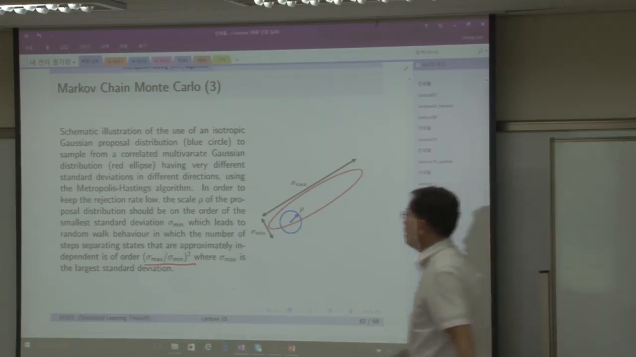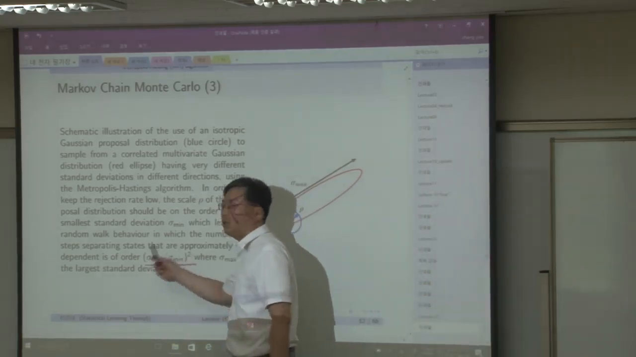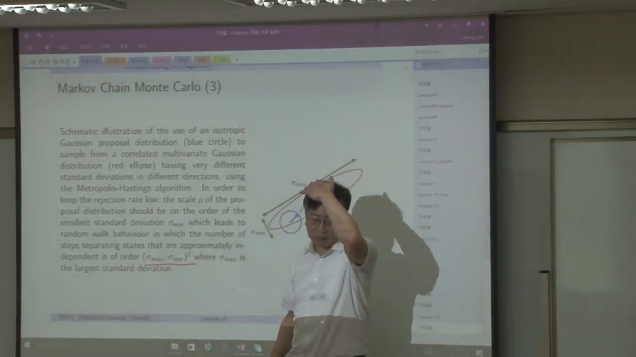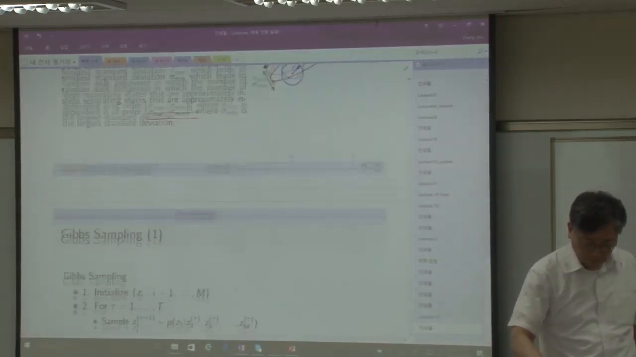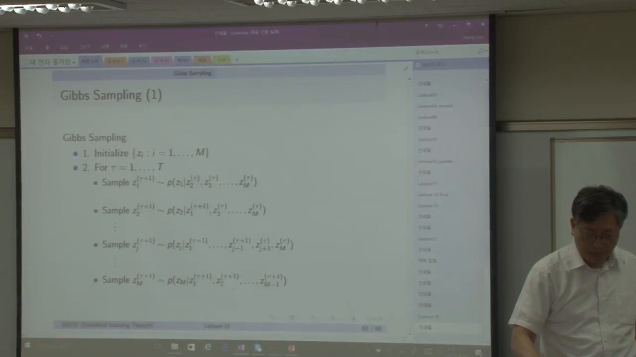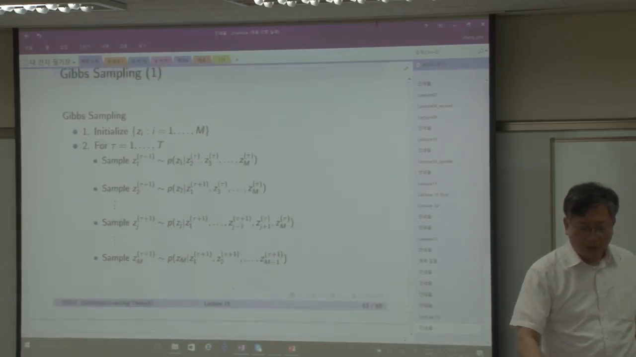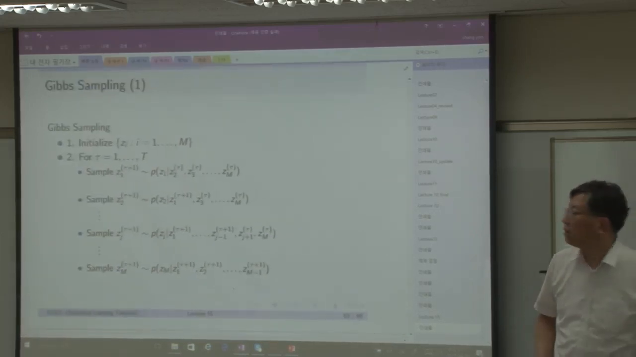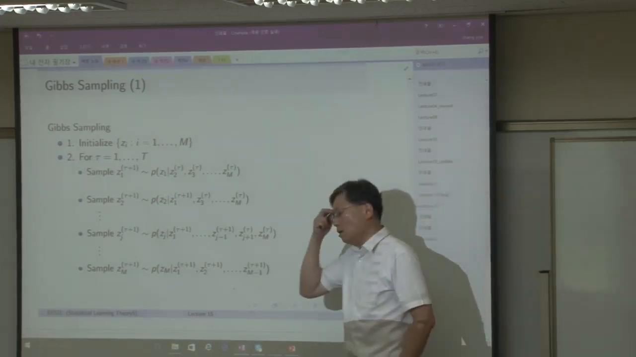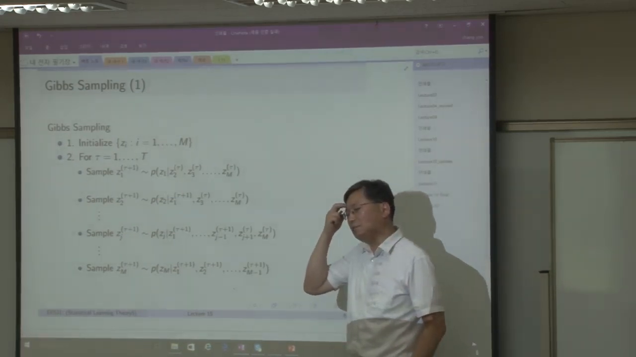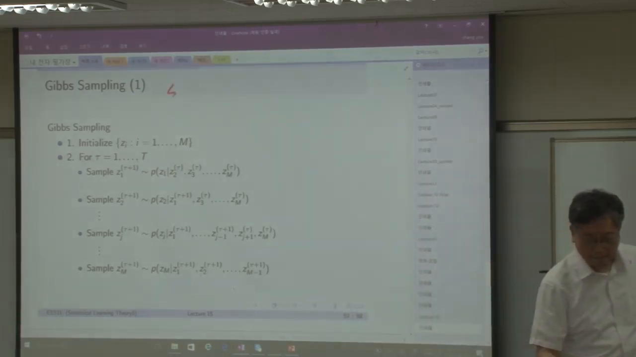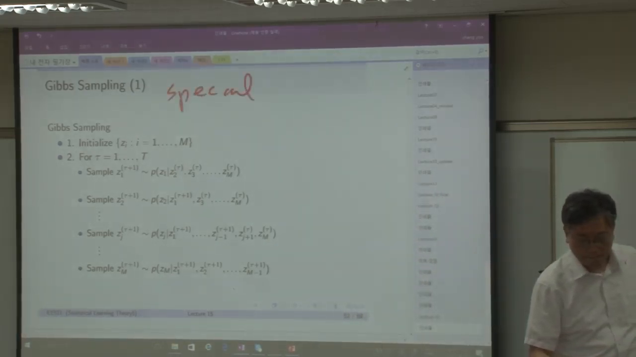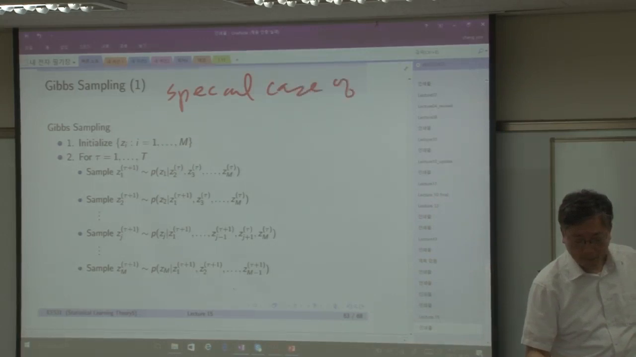You need to take steps of this order in order to get independent samples. Okay. A special case of MCMC is called Gibbs sampling. Okay? This is a special case of MCMC.